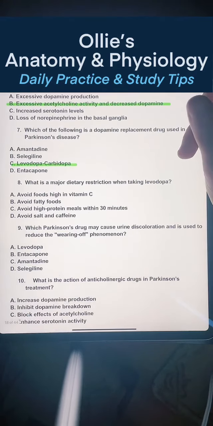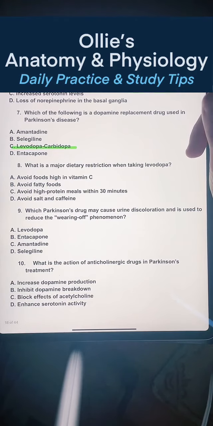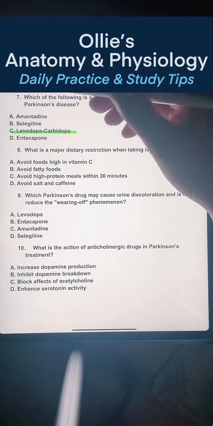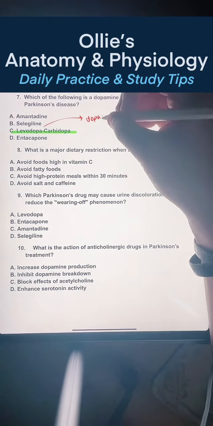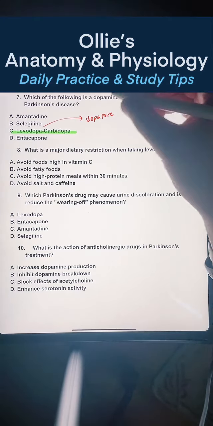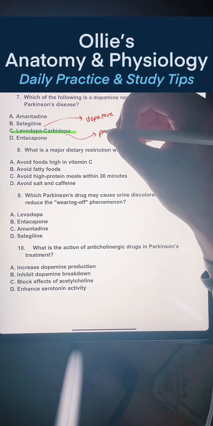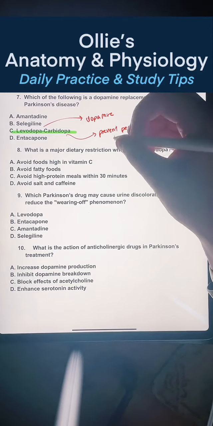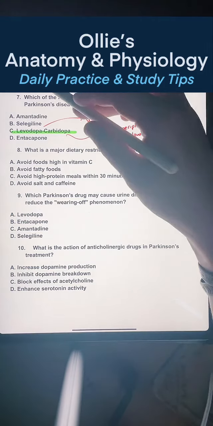But number 8, what is a major dietary restriction when taking levodopa? But just to recap there, levodopa is converted to dopamine in the brain, and carbidopa is going to prevent peripheral breakdown. But number 8, the answer is C.